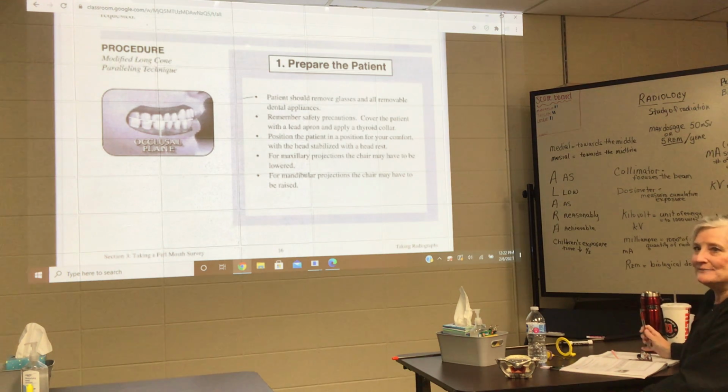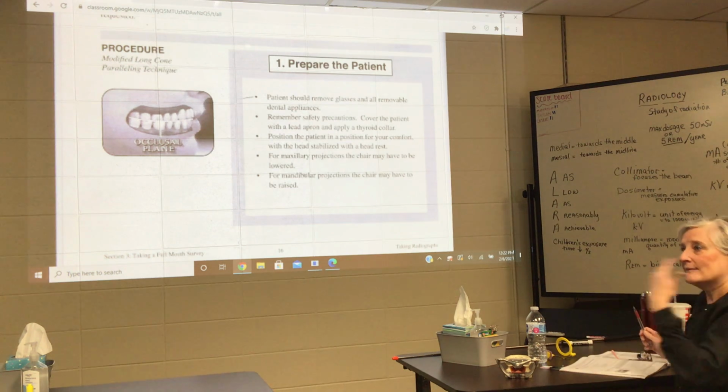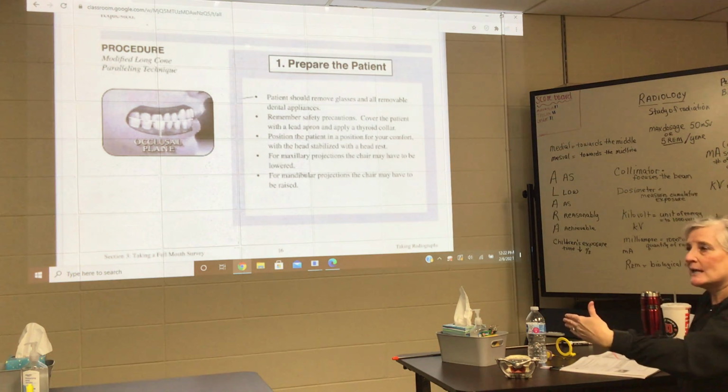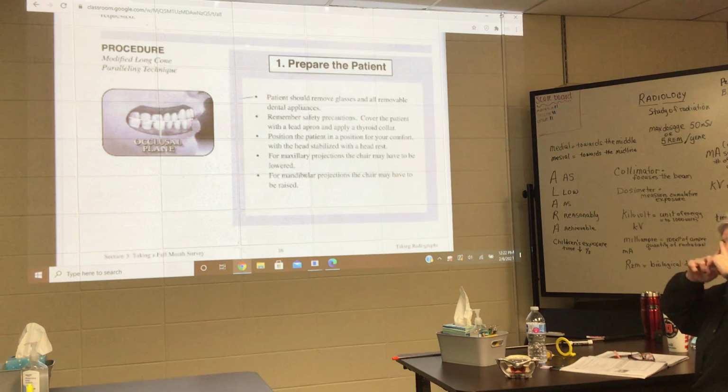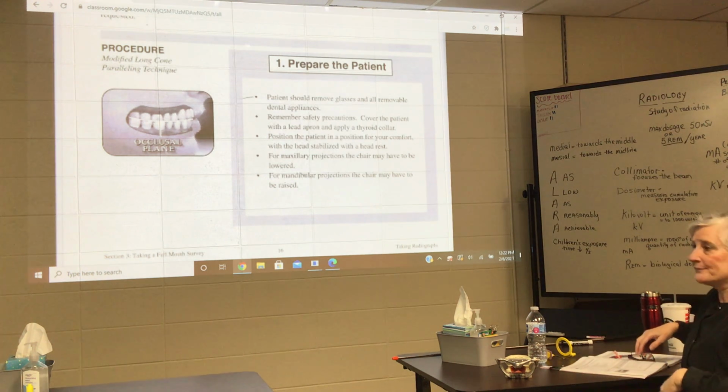Okay, do you know that glasses lenses have lead in them? Lead keeps the x-rays from penetrating, so you're going to wind up with a cone cut. You'll have a blank spot where they were.